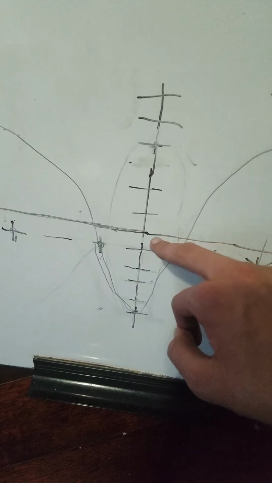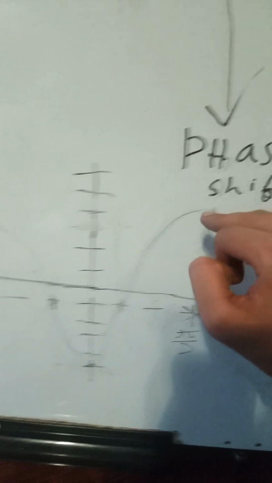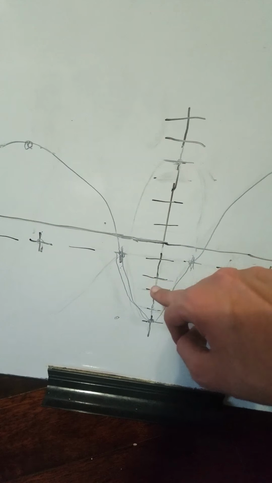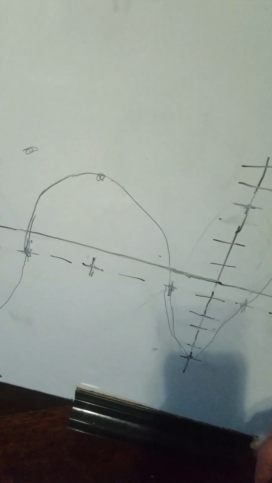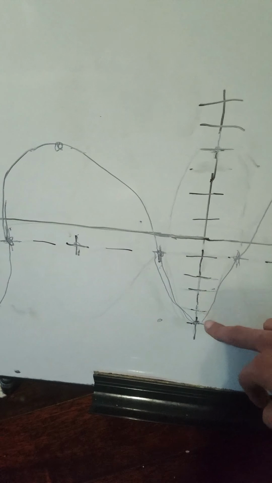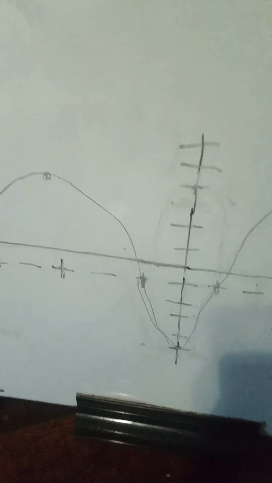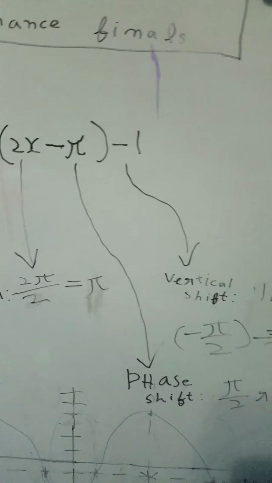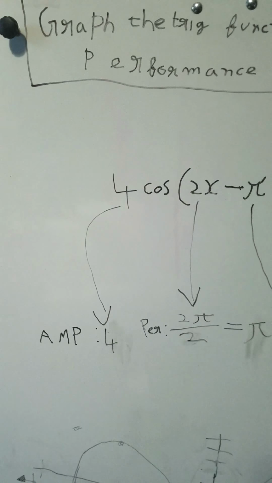So it goes 1, 2, 3, 4, and that's where the highest point is. And then 1, 2, 3, 4 down, and that's where the lowest point is. My bad for making a mistake, but that's basically it for amplitude.